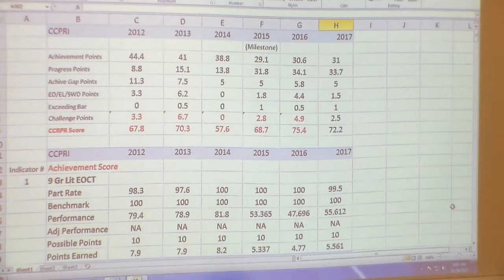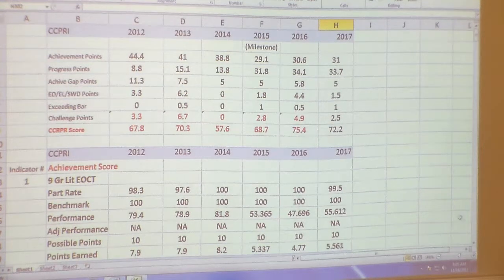So that, students with disabilities and economically disadvantaged, that's what we talk about. That other 50% falls into that, and our students with disabilities. So we've got to still keep working at that. And then, of course, exceeding the bar went up. The reason why this is in red and this is in red is because when you talk about a school going on different lists, they don't count exceeding the bar and challenge points. They just calculate these three to determine if you go on some kind of list. So we're not on a list, thank goodness.